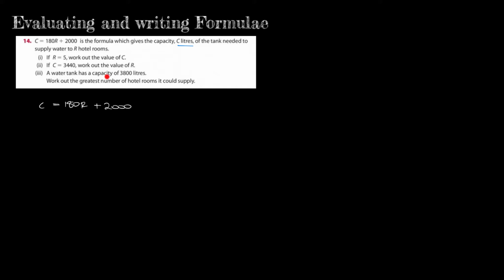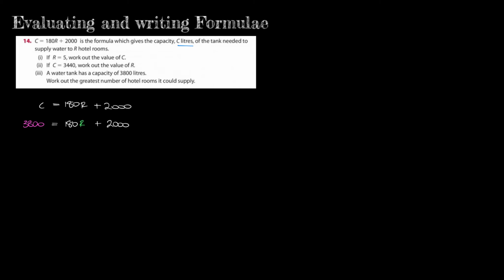A water tank has a capacity of 3,800. C is the litres, which represents the capacity. So for the capacity, I can put in 3,800. So we fill in what we know. So 3,800 is equal to, work out the greatest number of rooms it could supply. So I want to work out the greatest number of rooms. R represents the number of rooms. So I've got 180R, where R is the number of rooms, which I don't know, I'm trying to find, plus 2,000.